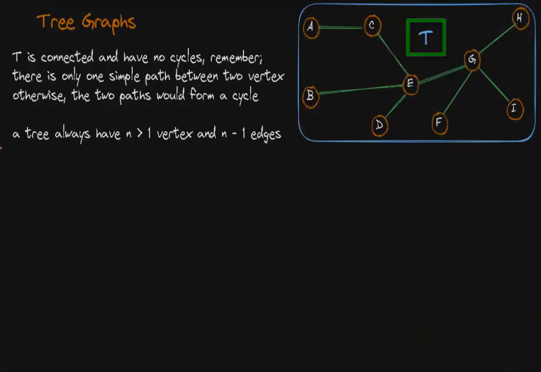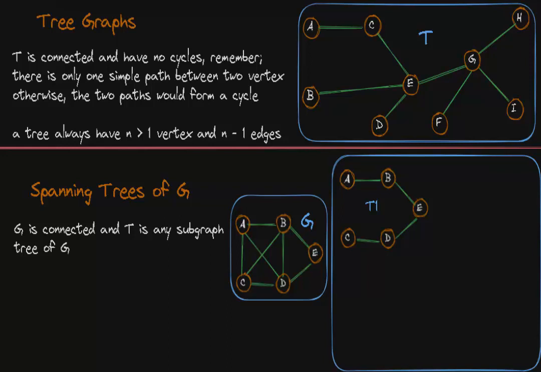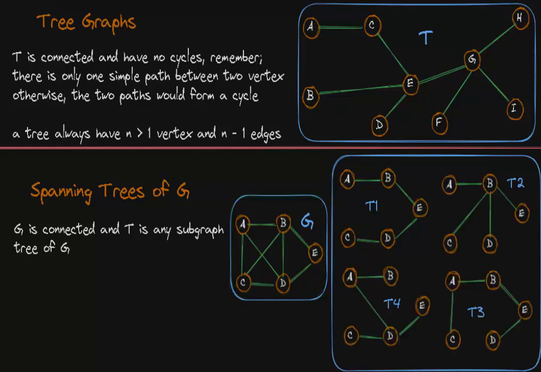Denoted by T, a tree is a connected graph with no cycles. If there is more than one way from any vertex to any other vertex, then a cycle exists. A tree subgraph inside any other graph is called a spanning tree of G. By example, from this graph, 4 different spanning trees can be extracted.